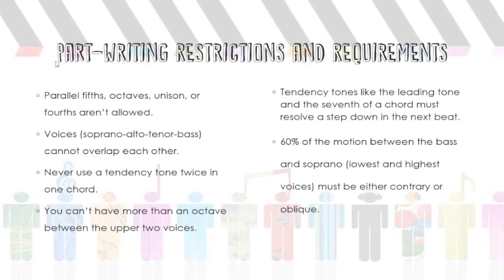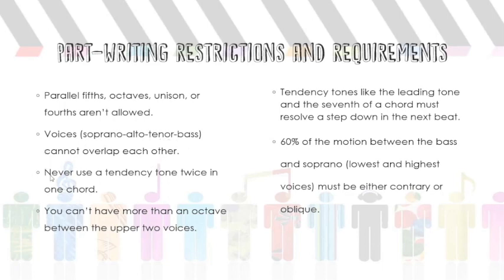And now for the fun part. Part writing restrictions and requirements. Rules, rules, rules. So let's see. Parallel fifths, octaves, unison, or fourths are not allowed. Voices, which are the soprano, alto, tenor, and bass, cannot overlap each other. So for example, the tenor cannot be higher than the alto.